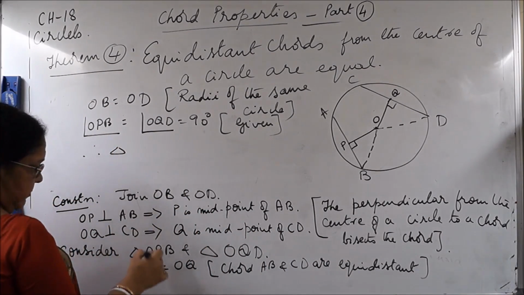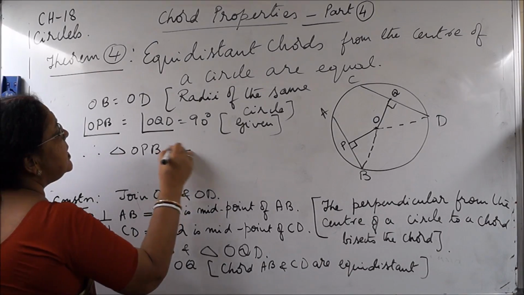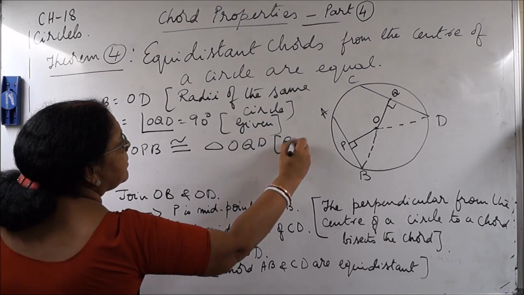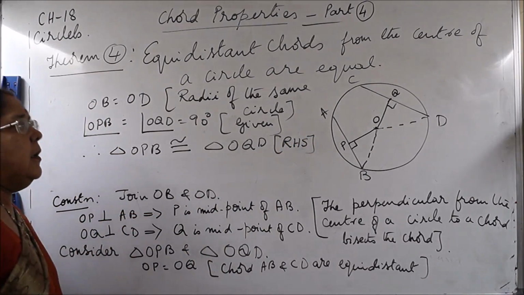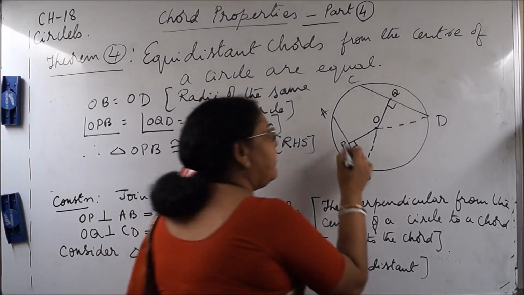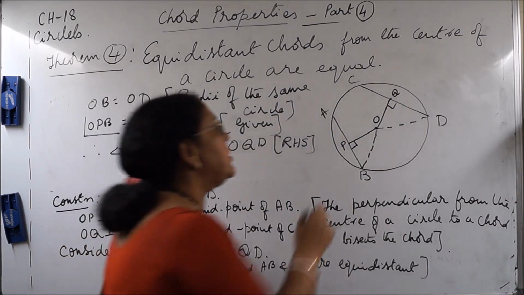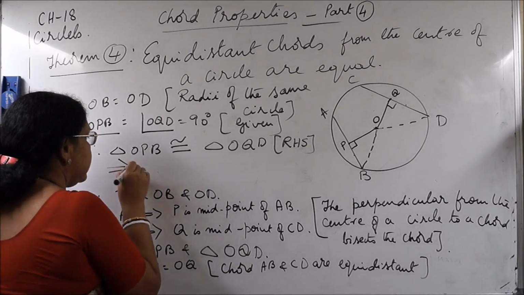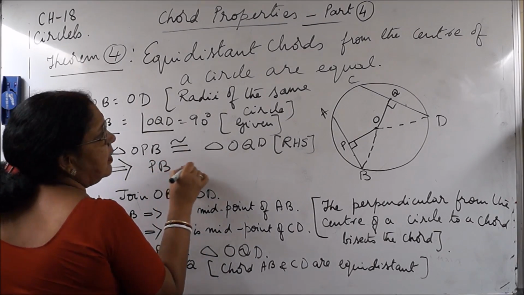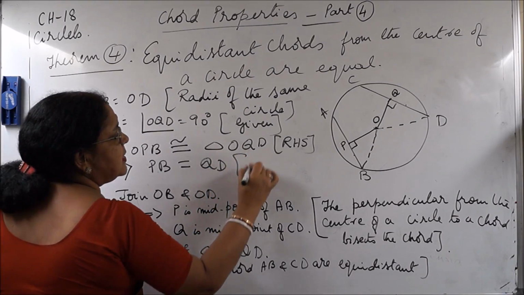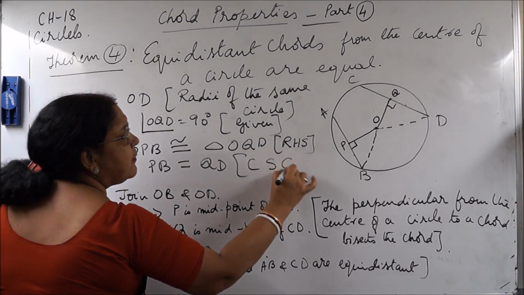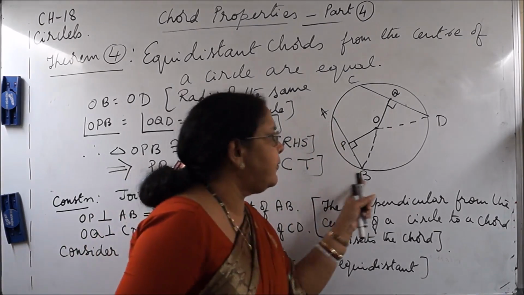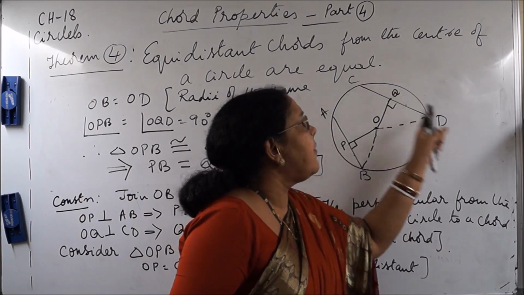Therefore triangle OPB is congruent to triangle OQD by RHS test. So therefore PB is equal to QD. Why? Because they are corresponding sides of congruent triangles. Reason: corresponding sides of congruent triangles. But what is PB? Half of AB. What is QD? Half of CD.